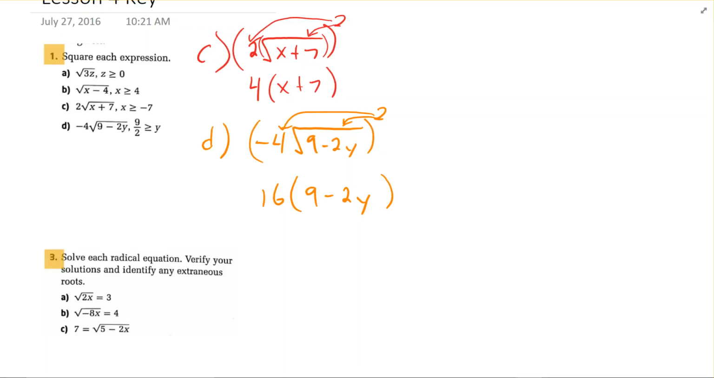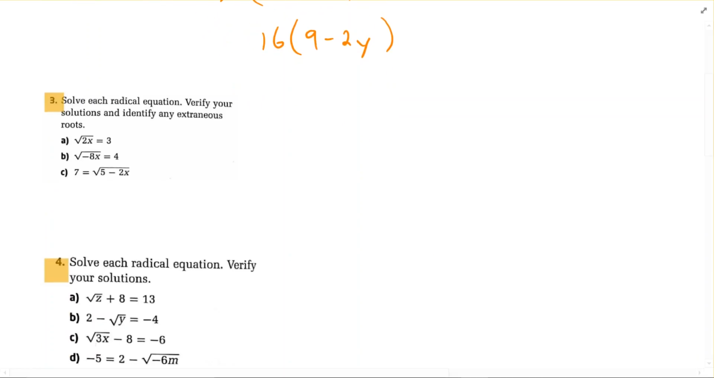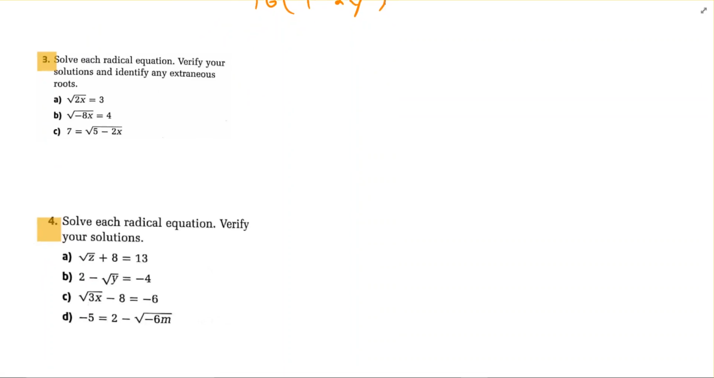The only reason we did this was to get us ready for the solving type of questions. Because now for number 3 here, I'll do B first. Okay, so to do this one, I'll write that again. So square root of negative 8x is equal to 4. Okay, so we want to get x on its own. The problem is it's trapped underneath the square root. So what I'm going to do is square it to get rid of that square root.